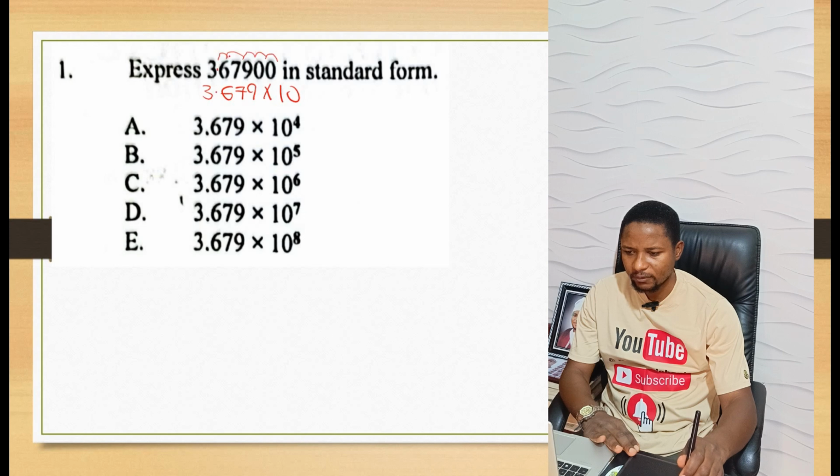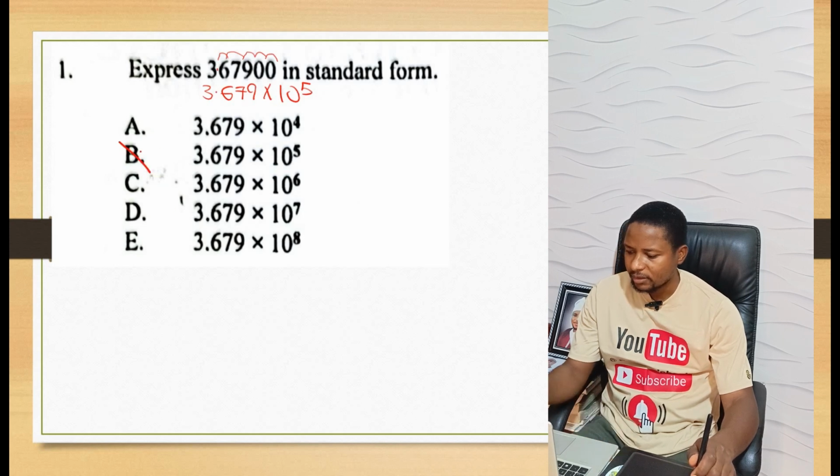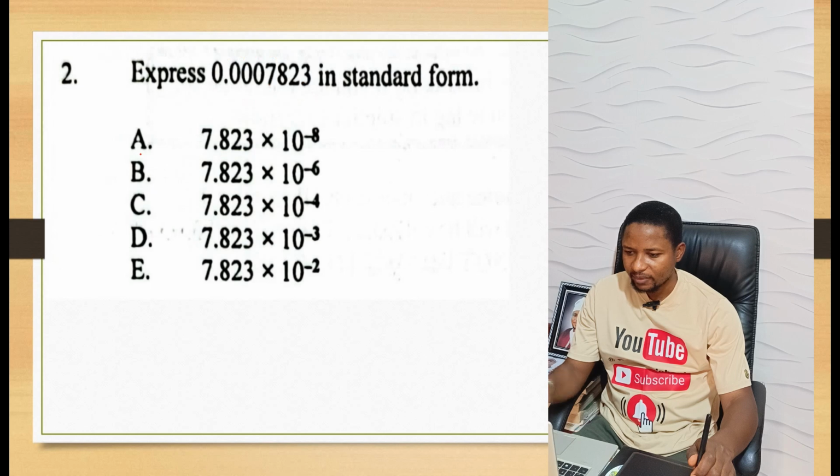1, 2, 3, 4, 5. What are you moving? The decimal point. So this is your answer. And if you check all the options, you have option B standing out. And that is it as regards question 1. Very easy, right?